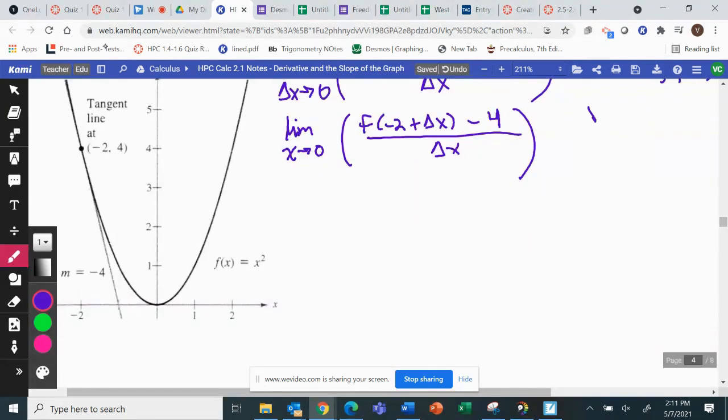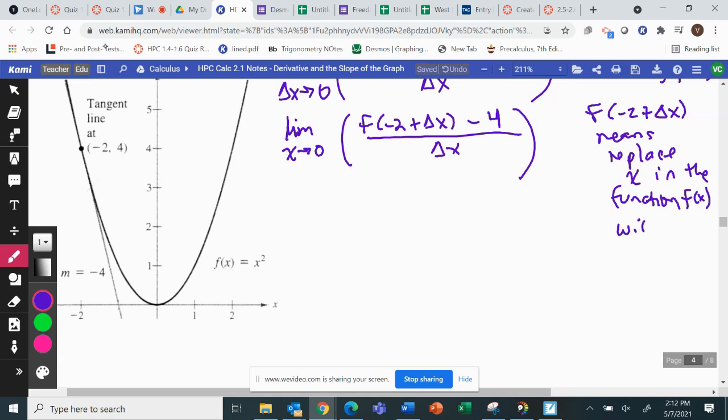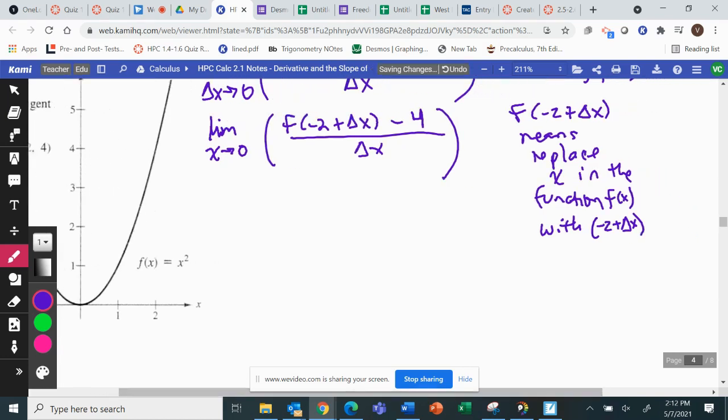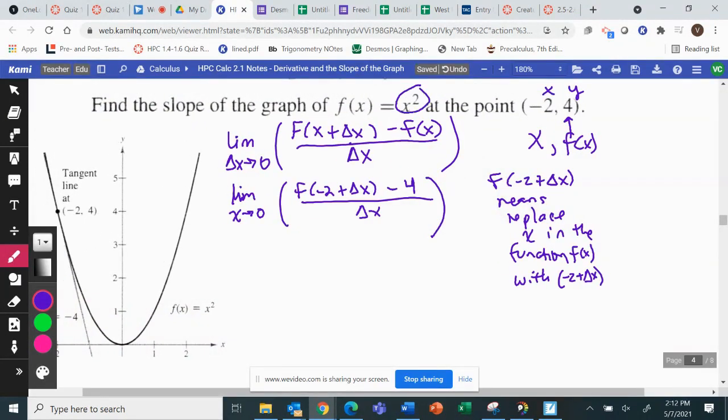Now, remember when we have something like f of -2 plus delta x, that means replace x in the function f of x with -2 plus delta x. That's the directions. If it says f of -2 plus delta x, that means take out x in the function, put in -2 plus delta x. So my function is x squared.